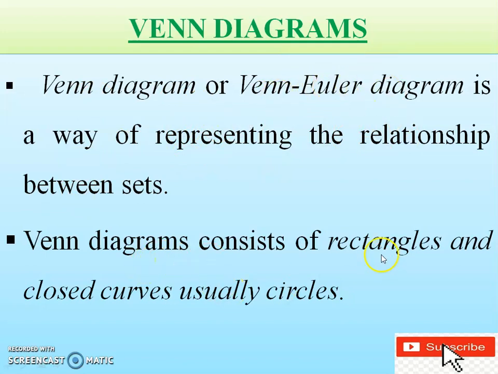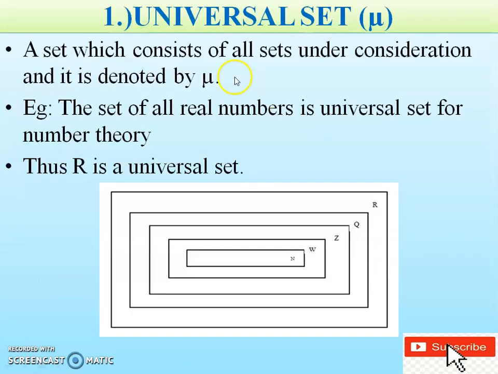Now, Venn diagrams consist of rectangles, and they are also drawn by using some closed curves like circles. So let us see how they are drawn with the help of rectangles and circles. First one is the universal set, which is represented by the symbol mu. A set which consists of all sets under consideration is denoted by mu. Okay, this is called the universal set.